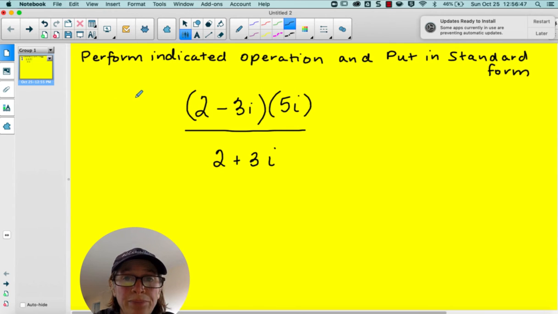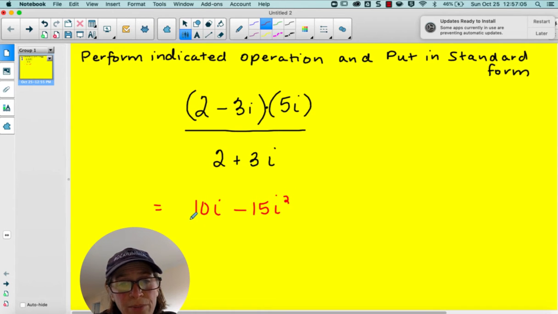root of -1. Okay, so if I was to perform the indicated operation, well, the only one I see so far is this multiplication of those two parentheses. So I'm going to do that first. So that's going to give me 10i minus 15i squared. All right, and that's all over 2 plus 3i.